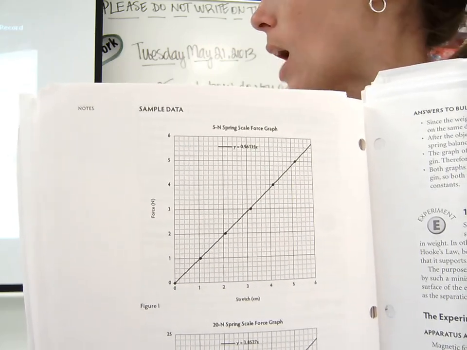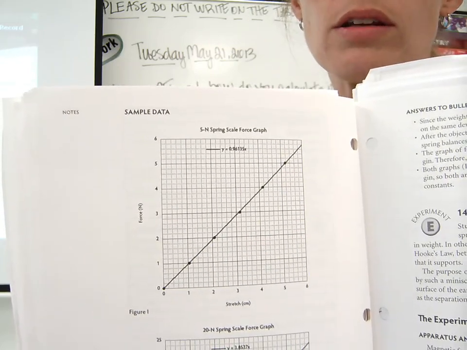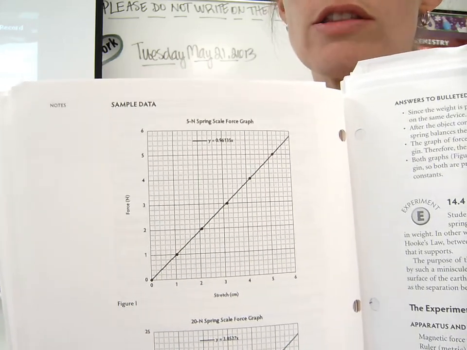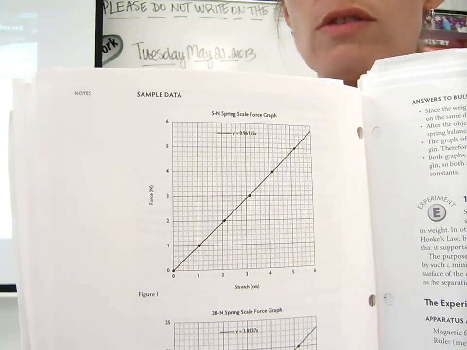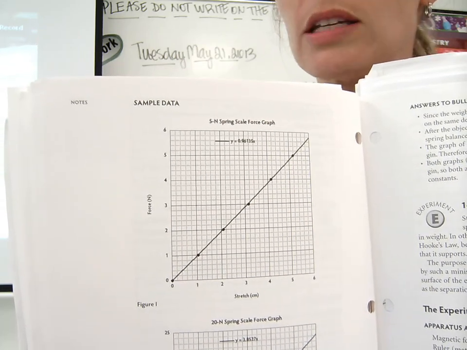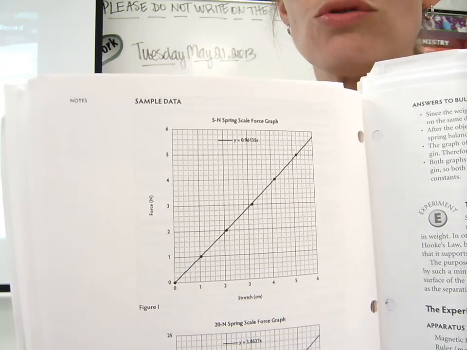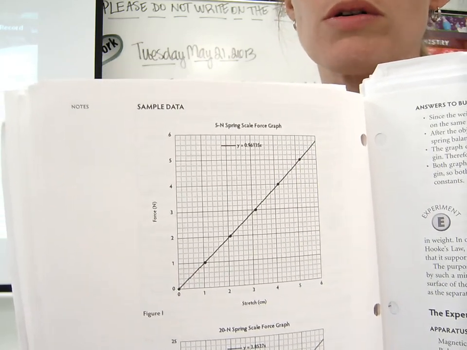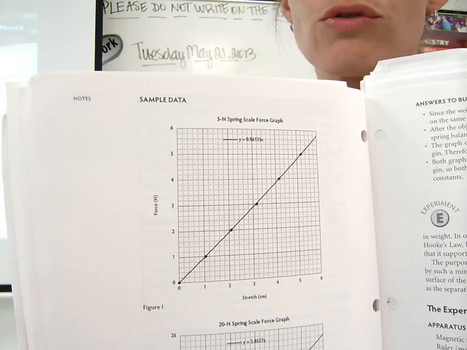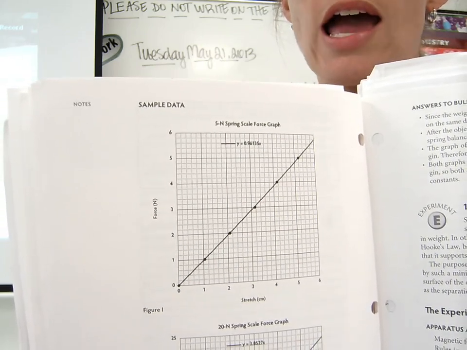A couple of things that you need to know about proportionalities will come up later on in this chapter. We know this is a proportionality for 2 reasons. First of all, it starts at the origin, which means if there are 0 newtons of force, then there is 0 stretch. So the first data point is 0, 0. That is one characteristic of a proportion. It has to start at the origin.